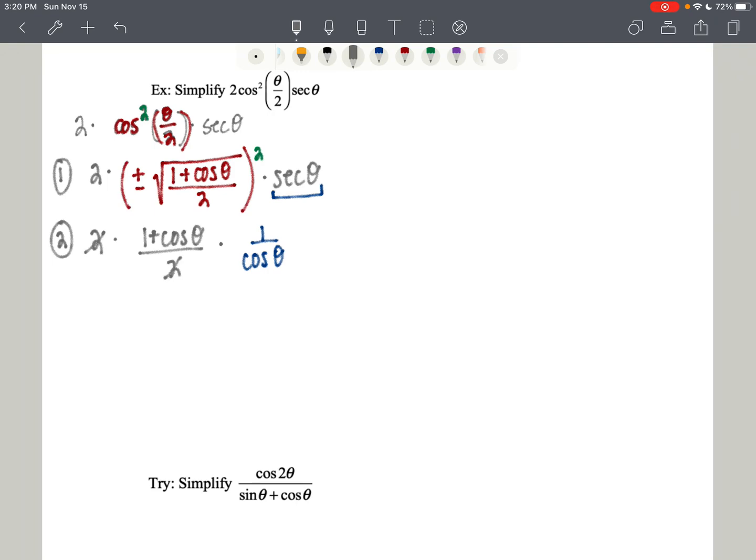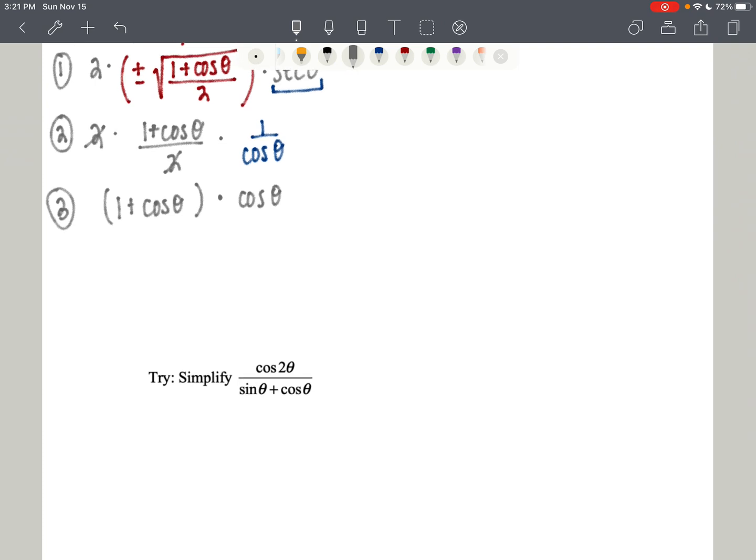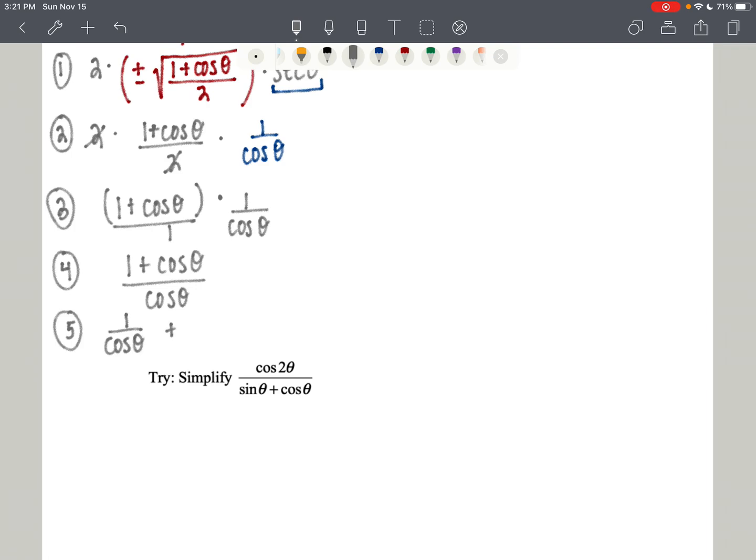Now the 2's cancel, so I have 1 plus cosine of theta. That's all times cosine of theta. That's times 1 over cosine of theta. There we go. Now that's 1 plus cosine of theta all over cosine of theta. When we multiply straight across, we get 1 plus cosine of theta in the numerator and cosine of theta in the denominator. And now I can separate this out, 1 over cosine of theta plus cosine of theta over cosine of theta.